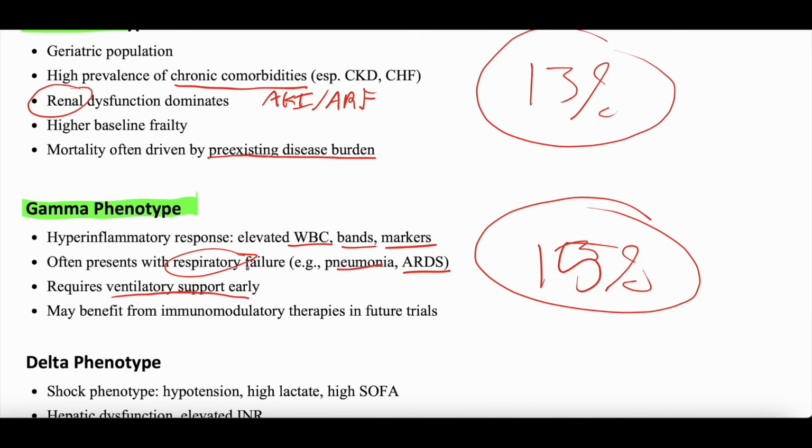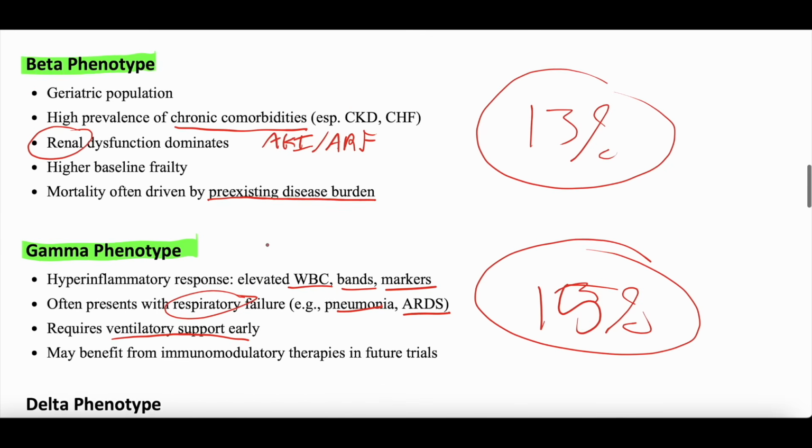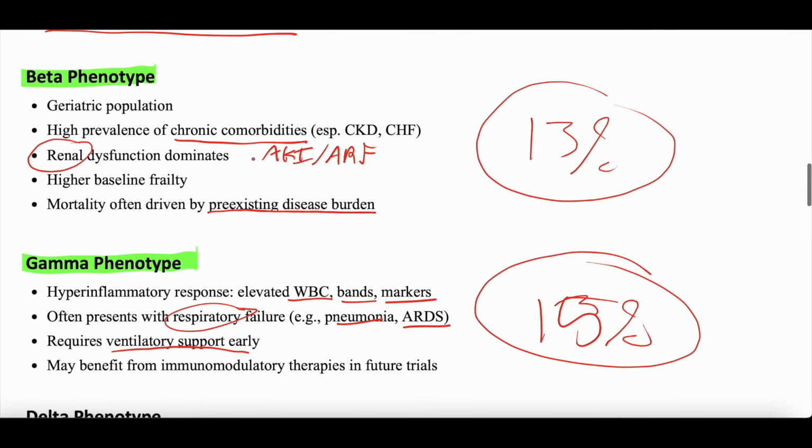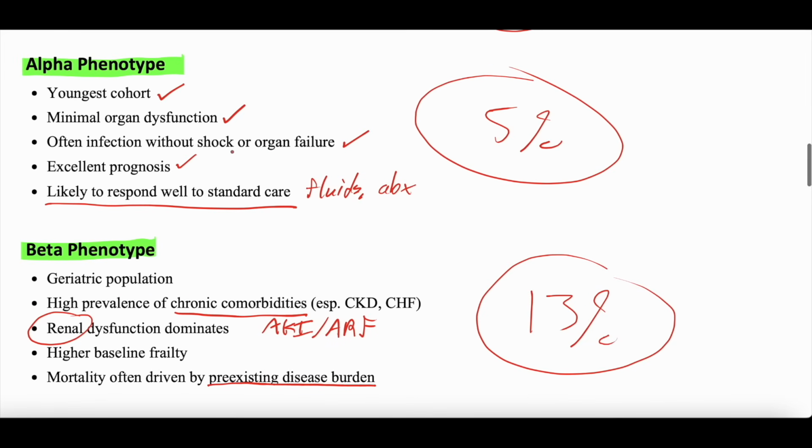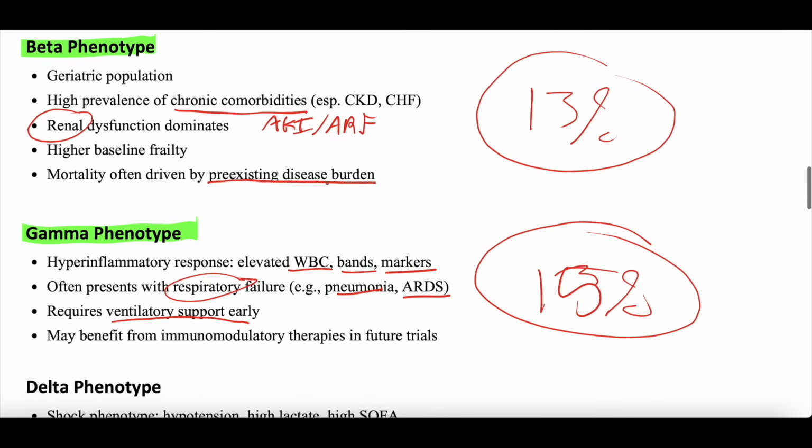Okay, but starting to see how these are a little different, right? These ones were more hyperinflammatory, more respiratory failure, more ventilatory support, whereas this one was more older, comorbid, renal dysfunction. A lot of their disease was driven by their pre-existing disease. And this one was young, healthy, not a lot of organ dysfunction, really good prognosis, just classical therapies.